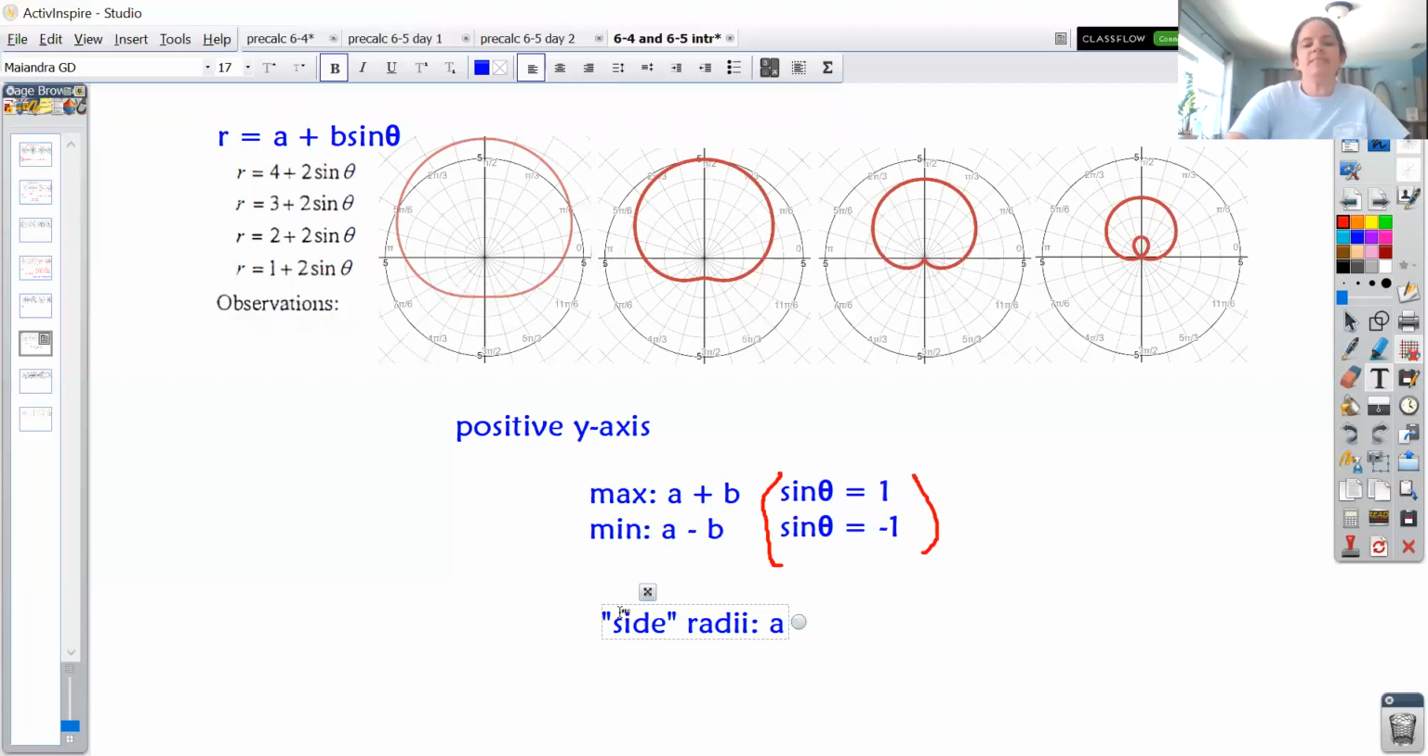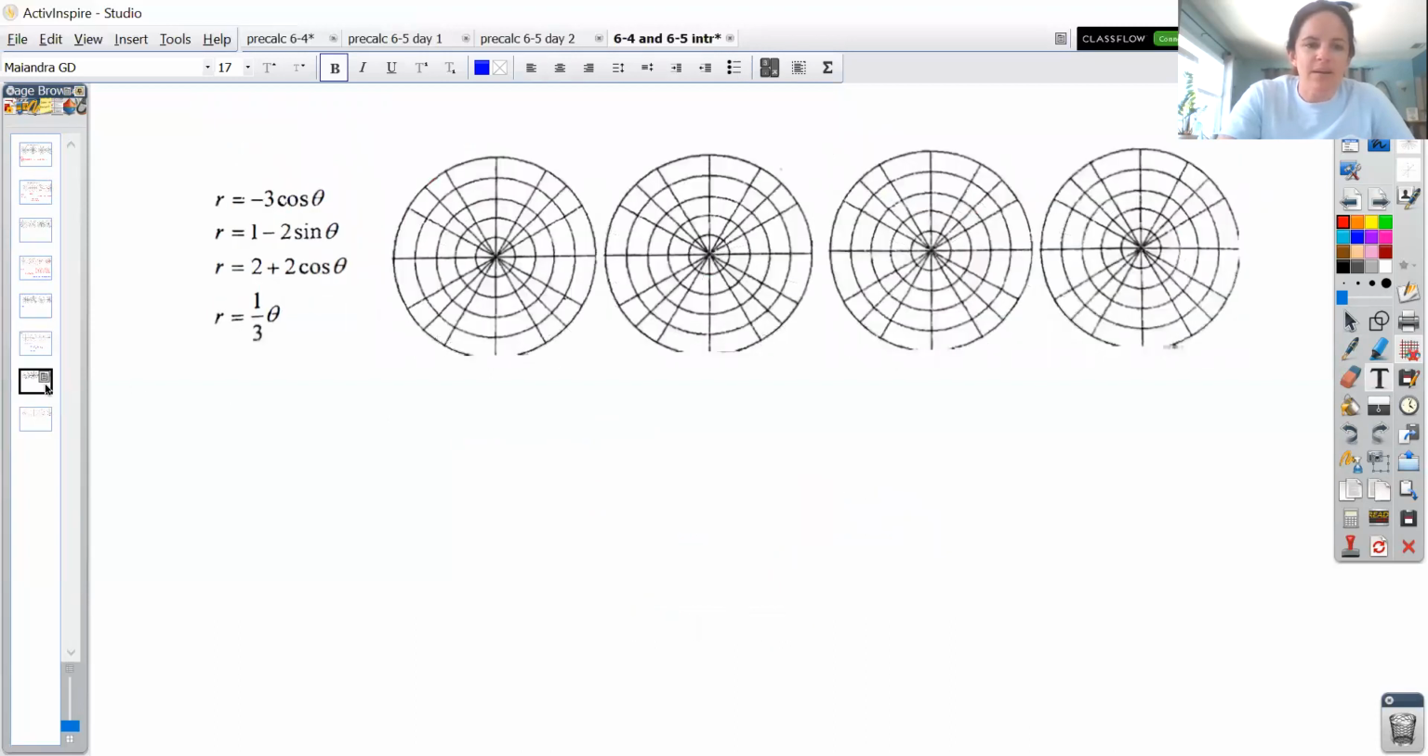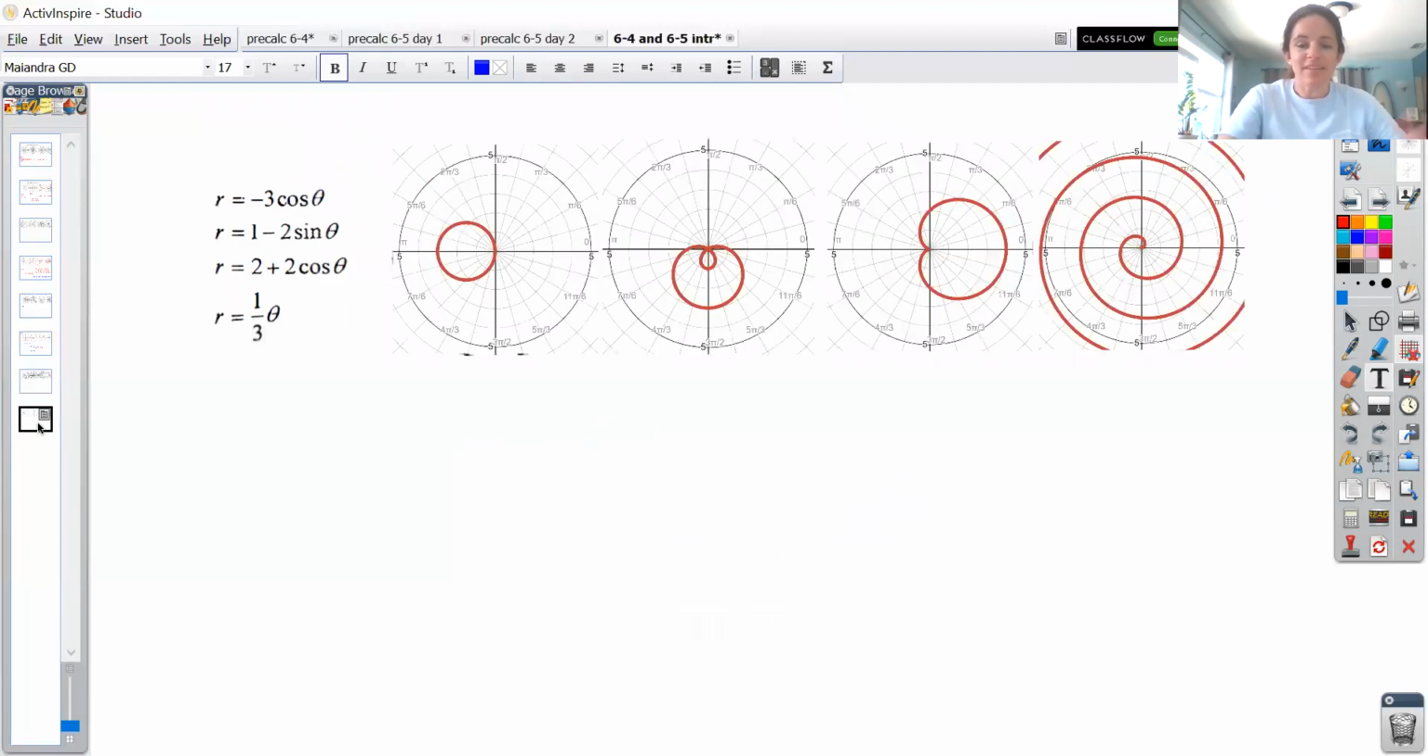So hopefully this makes sense and you're having fun here. So now, try this last column and see if you can sketch in what you think the graphs would be based on the observations that we've made so far. Pause the video and do that, and then in 3, 2, 1, here you go.